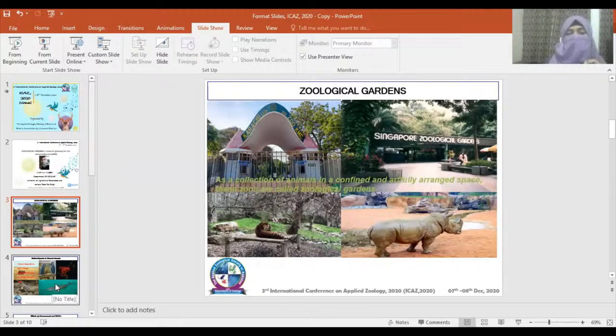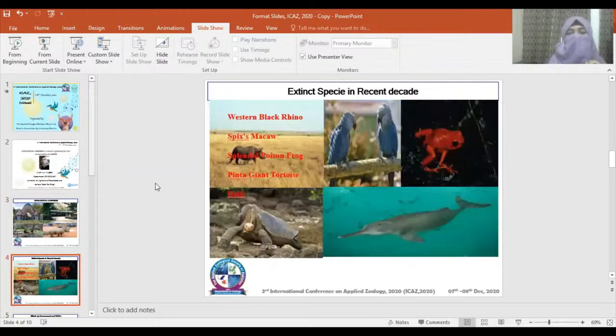And the extinction rate is really drastic in this decade and in recent years. So here are some species that have gone extinct in the recent decade. The Western black rhino went extinct in 2011, due to poaching and many other factors, like habitat loss and human involvement, which are the basic reasons.